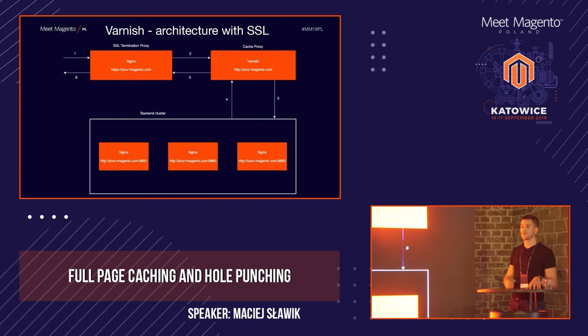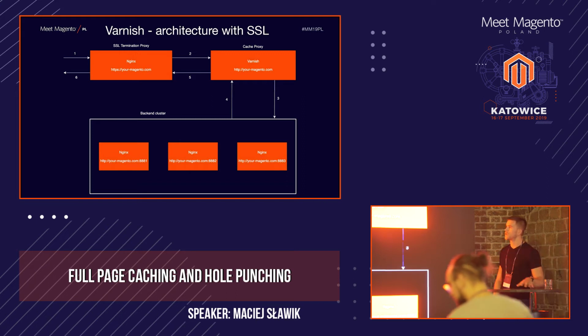Varnish determines whether it has the page stored in the full page cache or not. If it doesn't, the request goes to one of the backends, so it goes to the application server cluster. One of the backends generates the response with the response headers and sends it back to Varnish. Varnish, using the HTTP response headers from the response, determines whether the page should be saved or not. If it should, it's stored in the full page cache of Varnish. If it shouldn't, it goes directly to the termination proxy, which encrypts the response and sends it back to the user.